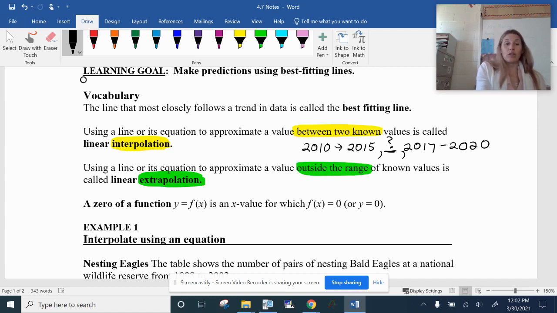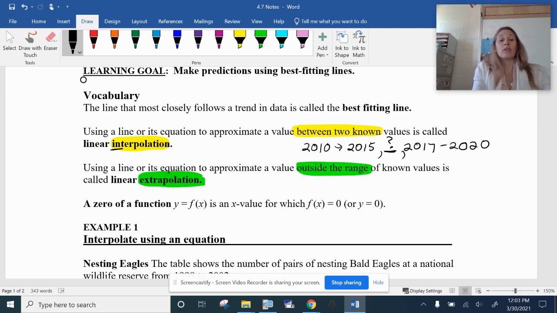That's interpolation. So if you think about the prefix in, inside, interior, it's in between data on both sides. So there's data both below it and above it. And what you're looking for or estimating is something in between known values.